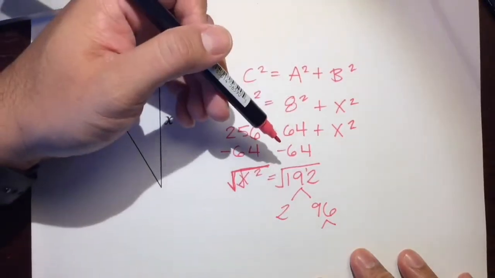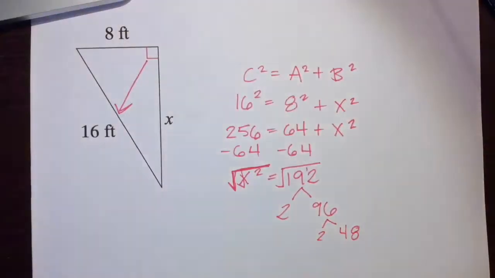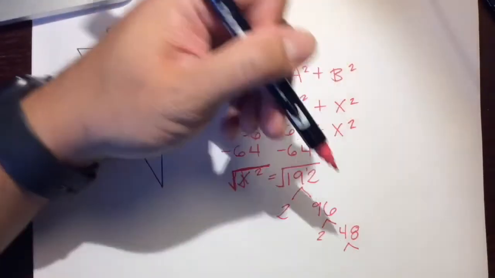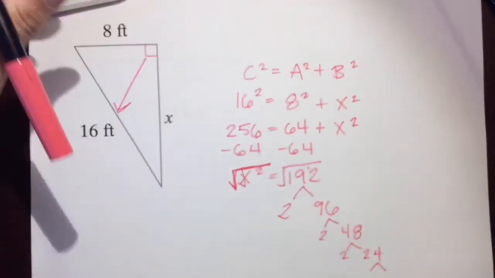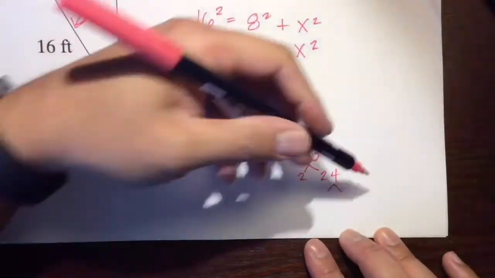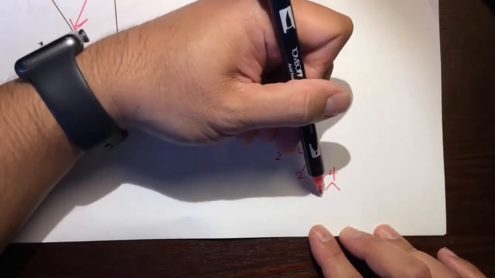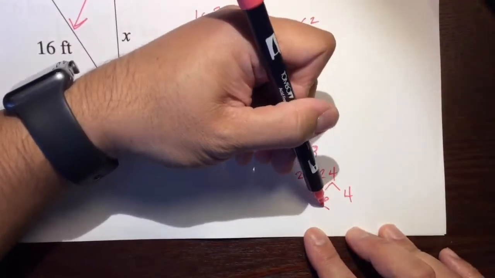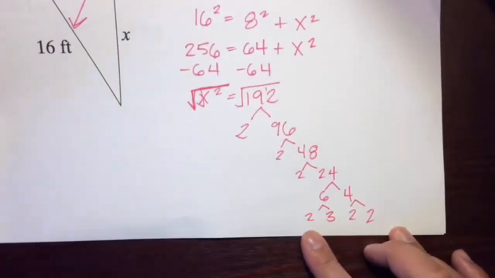Two numbers that multiply to 96 are 2 and 48. And two numbers that multiply to 48 are 2 and 24. Oh man, look at all these numbers. Look at all these 2's. 2 and 24 are, let's switch it up. Let's go 6 and 4. 6 is 2 and 3, and 4 is 2 and 2.